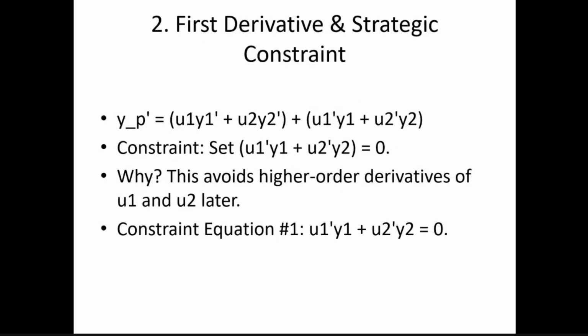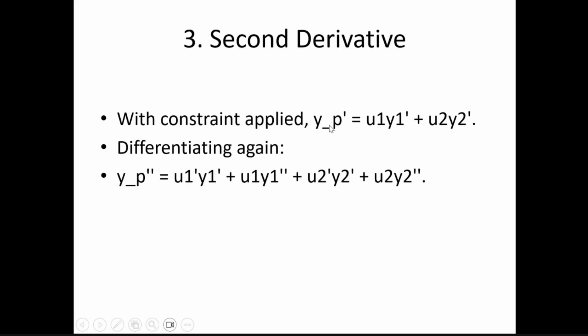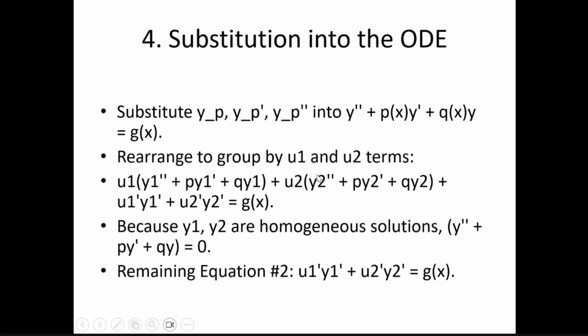Let's look into it. We calculate y_p', and then we put in a constraint that the term in the second parenthesis is 0. Why? Because this avoids higher order derivatives of u1 and u2. So the constraint equation is u1' y1 + u2' y2 = 0. When the constraint is applied, differentiating again, we get this, and substituting all this back, because y1 and y2 are homogeneous solutions, we get u1' y1' + u2' y2' = g(x).